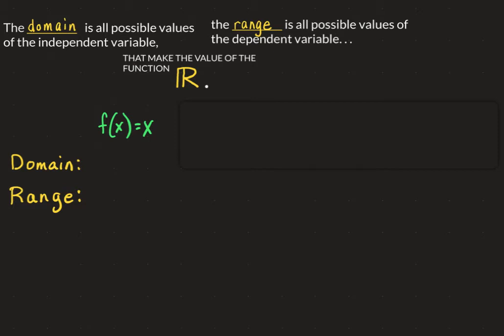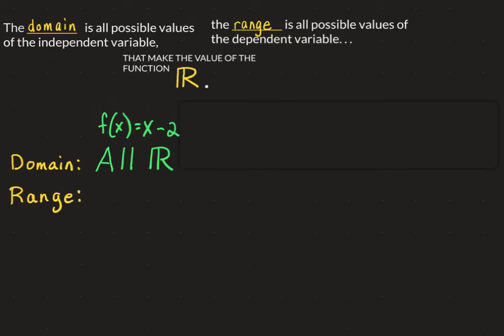Let's look at the function f of x equals x. Is there any real value for x that we can insert there as the independent variable that will return an imaginary number, something that is not real? Well, no. The domain here is all real numbers. What if I added a -2 to this function? Would that change the domain? Could you put any real number in there and not return a real number from the function? No. The domain is still all real numbers.